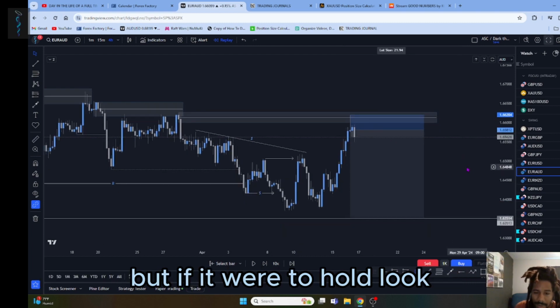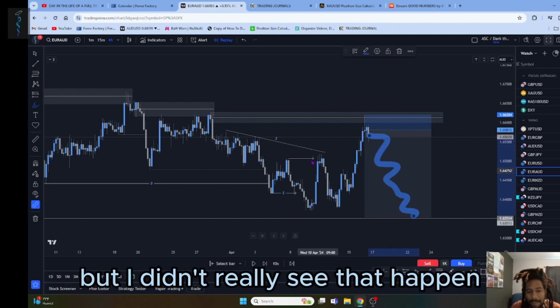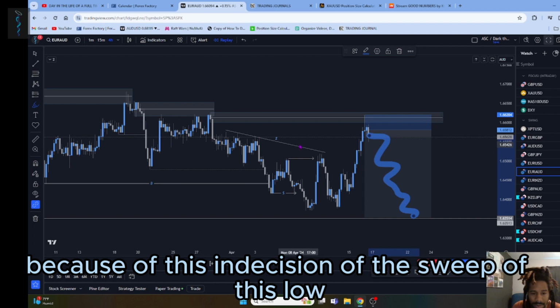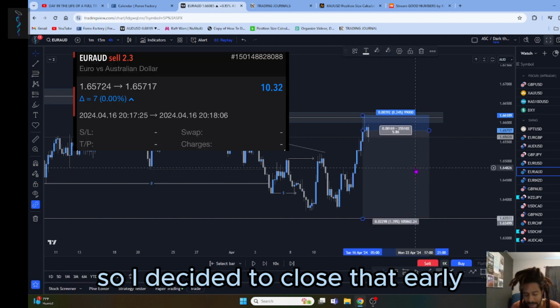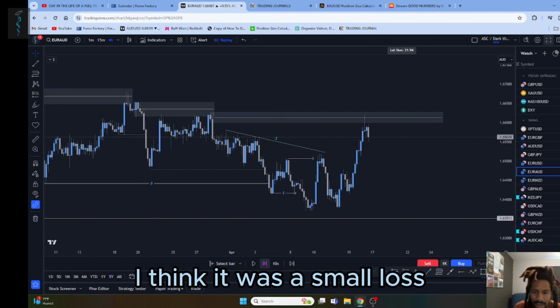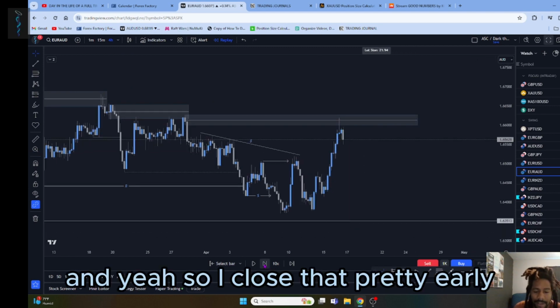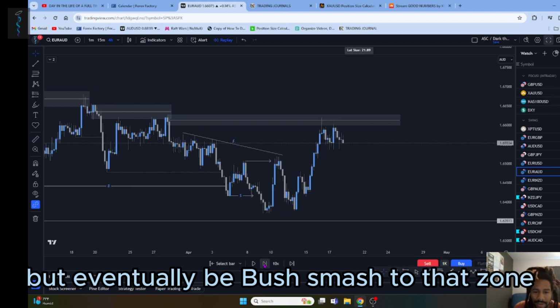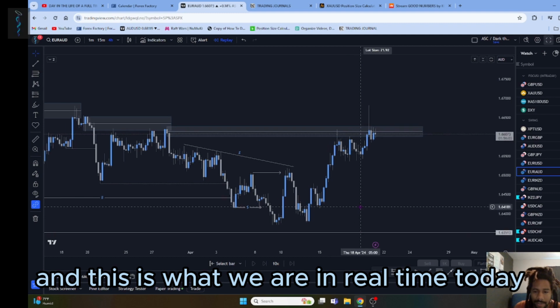But if it were to hold, look, beautiful position, it would have given us a 1 to 5 if it had just flown down. But I didn't really see that happen because of this indecision, the sweep of this low and the sweep of this high. I knew something else was coming, so I decided to close that early, and thankfully I did, for I think a small loss, but I'll pop up on the screen how much I lost on this trade. I closed that pretty early, but eventually we smashed through that zone, and this is where we are in real time today.